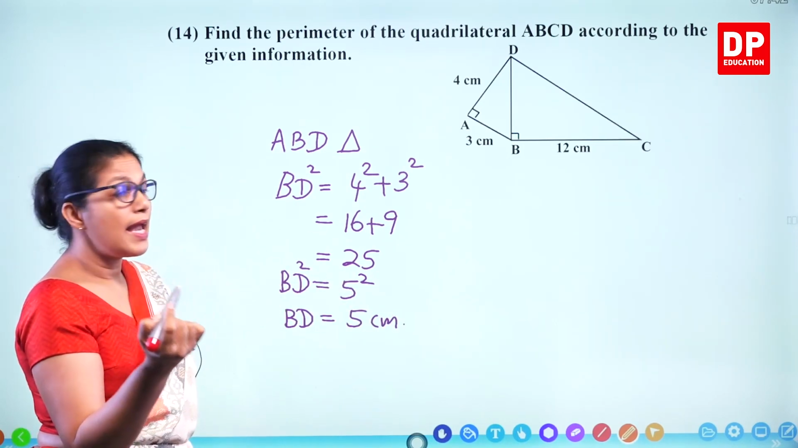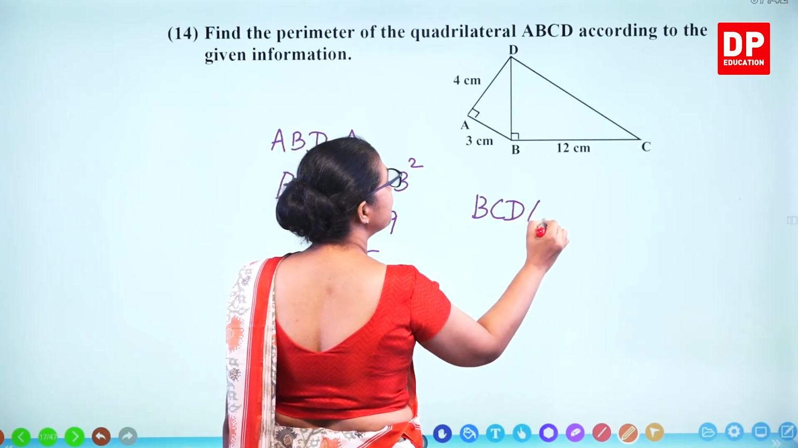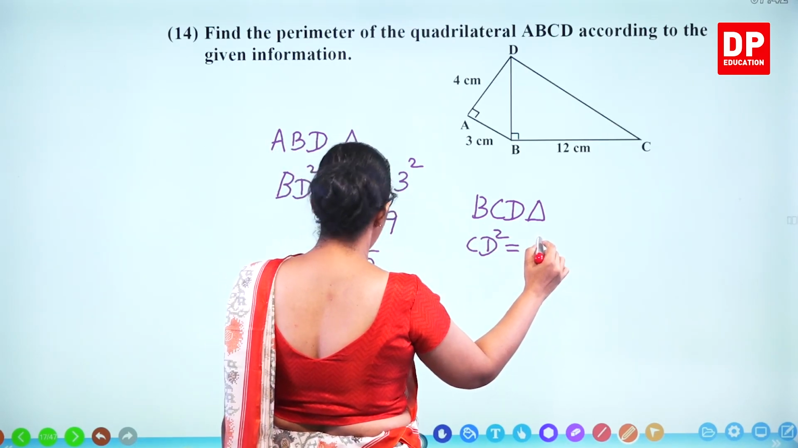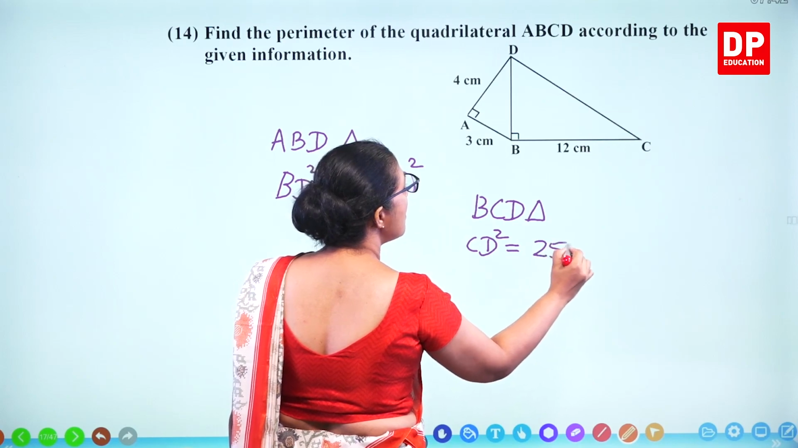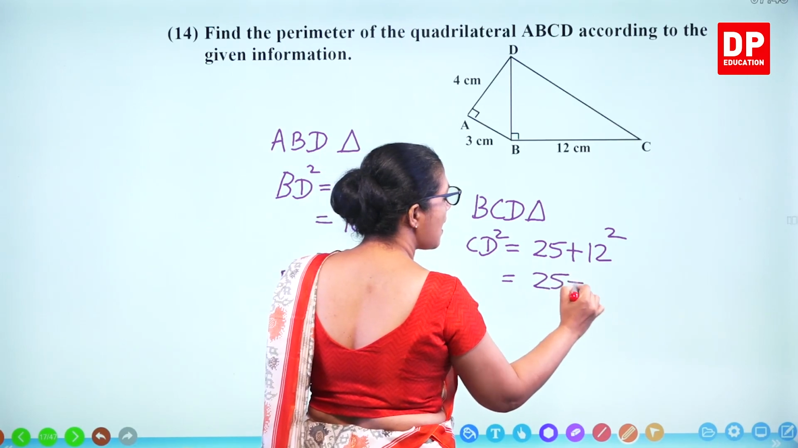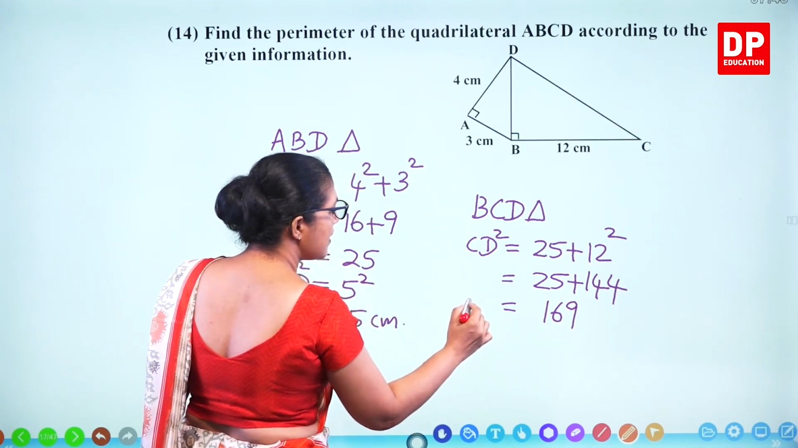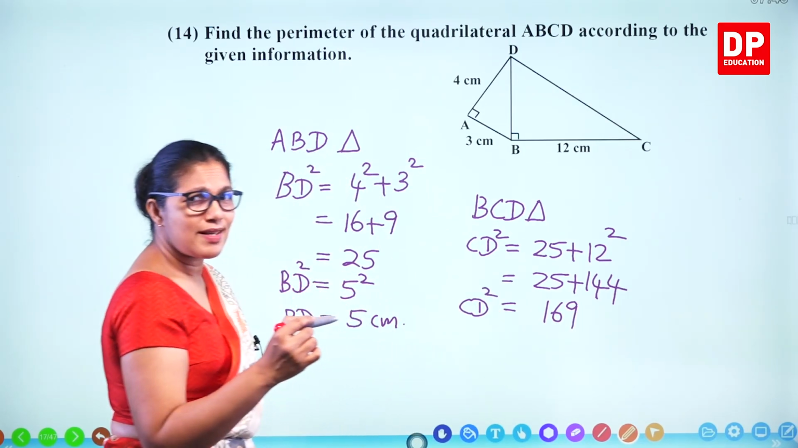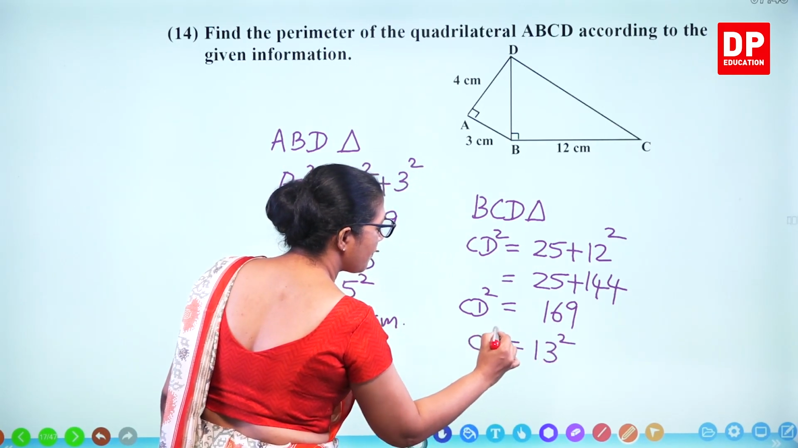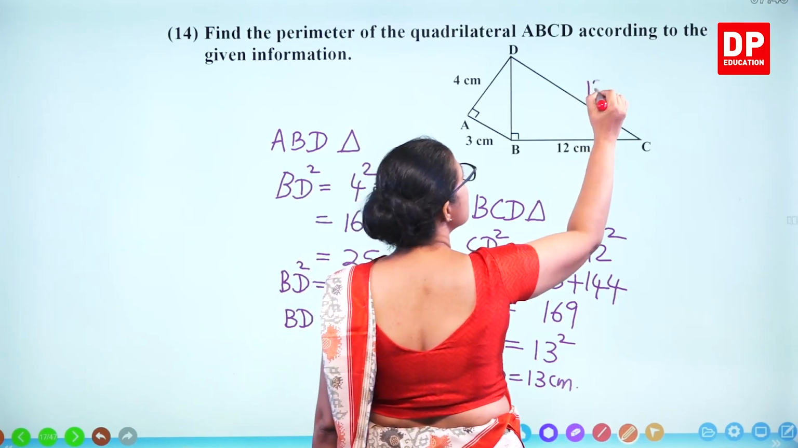Now you can apply Pythagoras again for triangle BCD. So what is CD squared? BD squared, that's 25, plus 12 squared. 25 plus 144, 12 times 12. You get 169 is CD squared. So what is 169? 13 squared. So CD becomes 13 centimeters. Now we found out this is 13.